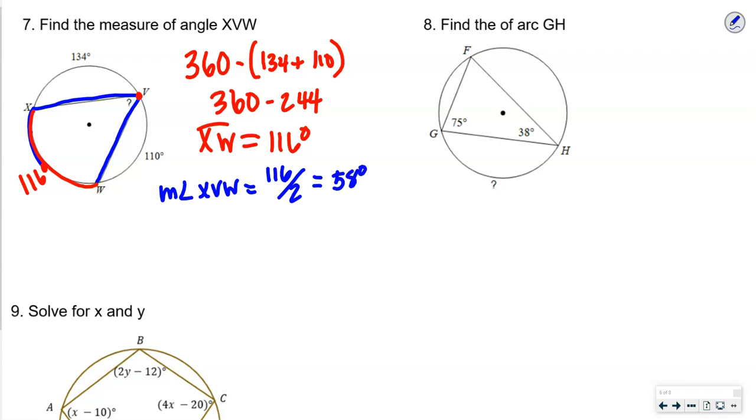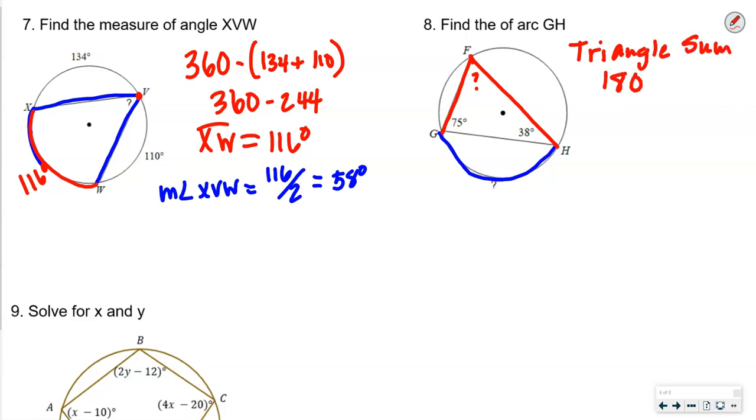Okay? So this next one says find arc GH is right there. Okay, let's find the angle that it is being subtended by or intercepted by. There's the angle. Well, I don't have that measure up there, do I? So hopefully you remember the triangle sum theorem. When you add up all the angles in a triangle, they equal 180. Y'all remember that? So what we can do here is 180 minus 75 plus 38, right?